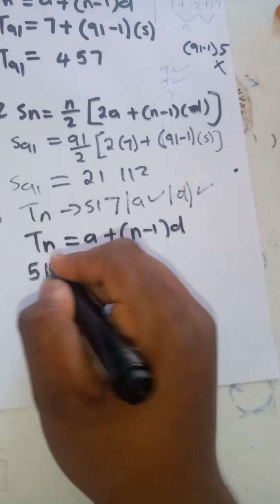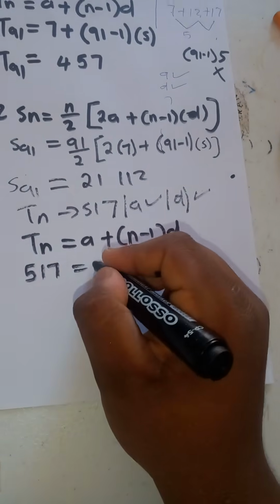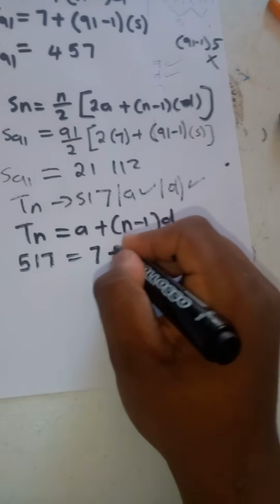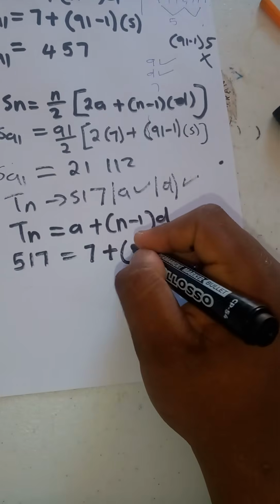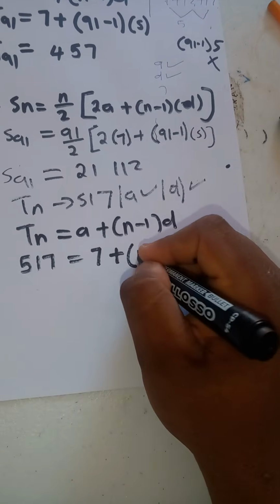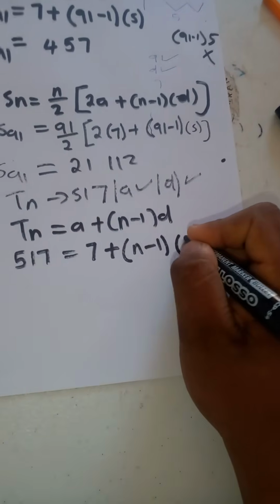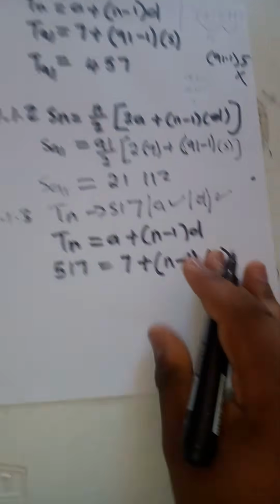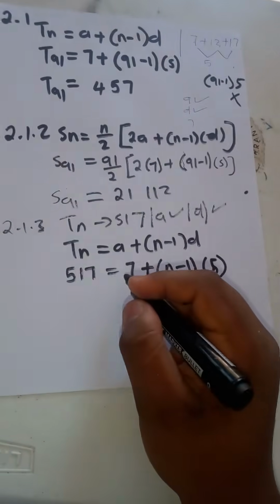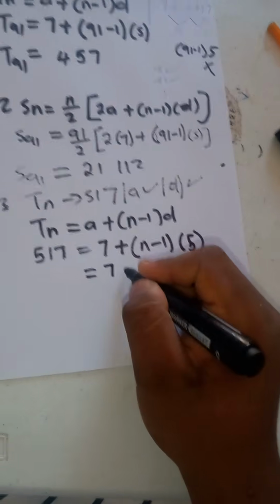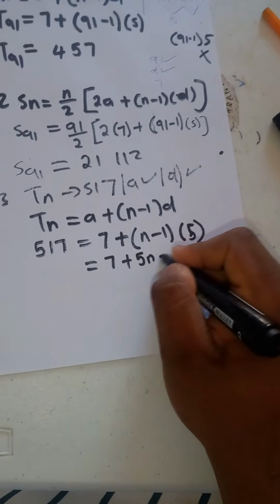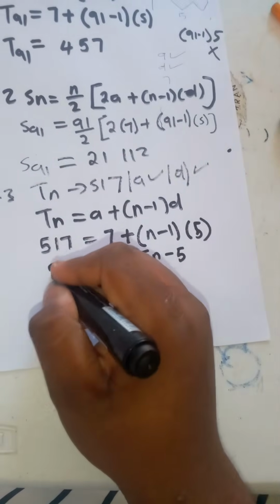Tn is equal to 517, which is equal to the value of 8 is what? 7 plus n, it is what? It is the one that they want. And then the common difference is 5. And then now we are going to do our maths. So 7 plus 5n minus 5 is equal to 517 this side.